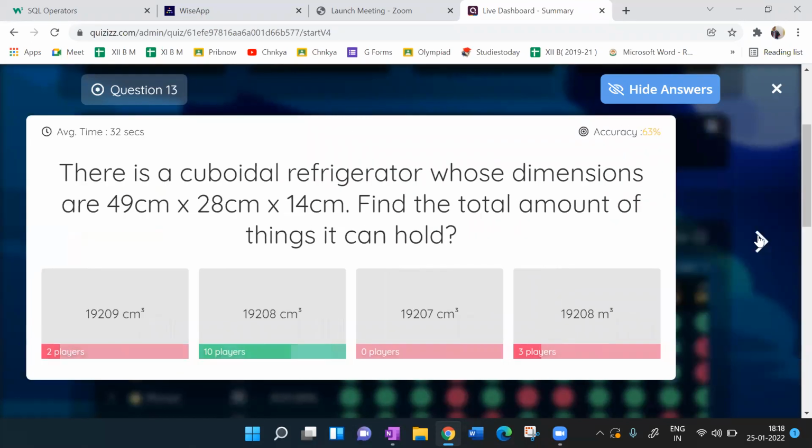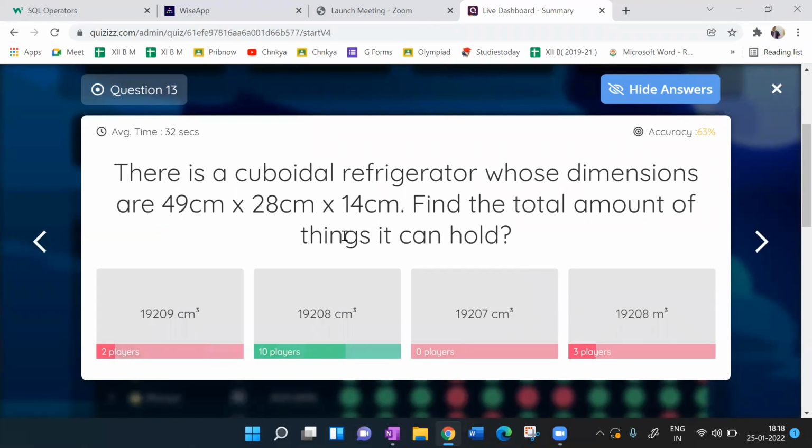Next, there is a cuboidal refrigerator whose dimensions are given, so find the total amount of things it can hold. So what do we do? The total amount, meaning the capacity of that particular refrigerator, is nothing but the volume. Cuboidal, so what is the volume of a cuboid?